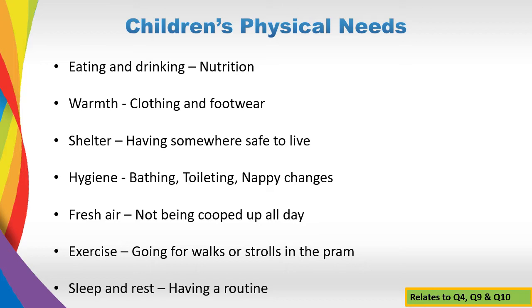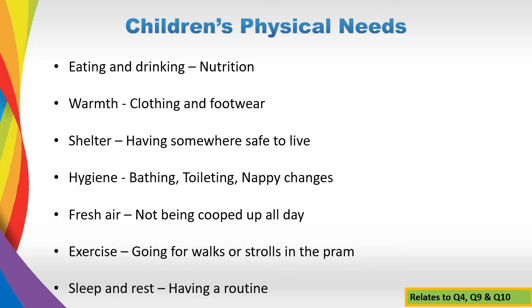Warmth. Children need clothing, they need footwear, they need to be kept warm. They need shelter, so having somewhere safe to live, having a roof over their head and making sure it's somewhere safe. Hygiene, so good hygiene practice, so they need to be able to bathe, toilet, and if they wear a nappy, have regular nappy changes.